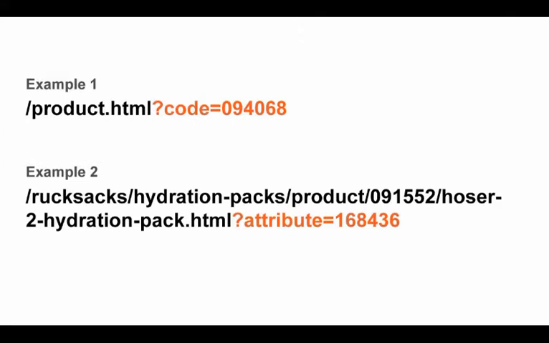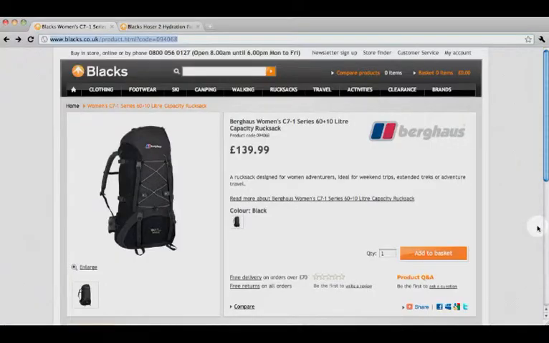In the first of these examples, we can see that the query parameter is code. That's between the question mark, which signals the beginning of the query parameter string, and before the equal sign, which separates a query parameter and its value. And in the second example, we can therefore see that the query parameter is attribute. And these are the two examples that we're going to use.